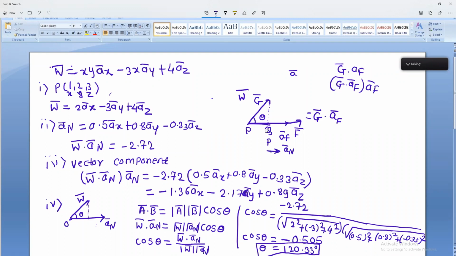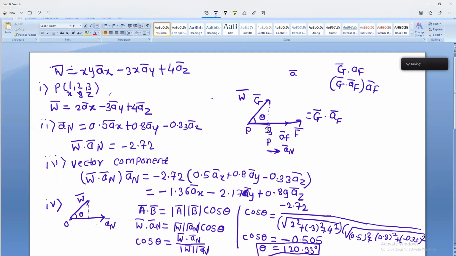So w bar dot a bar n, where w bar is equal to 2 a bar x minus 3 a bar y plus 4 a bar z, dot product with this a bar n, that is 0.5 a bar x plus 0.8 a bar y minus 0.33 a bar z. The dot product is a scalar quantity. So just multiply these terms: 2 into 0.5, minus 3 into 0.8, and plus 4 into minus 0.33. So you will get the answer as minus 2.72. So this is the scalar component.